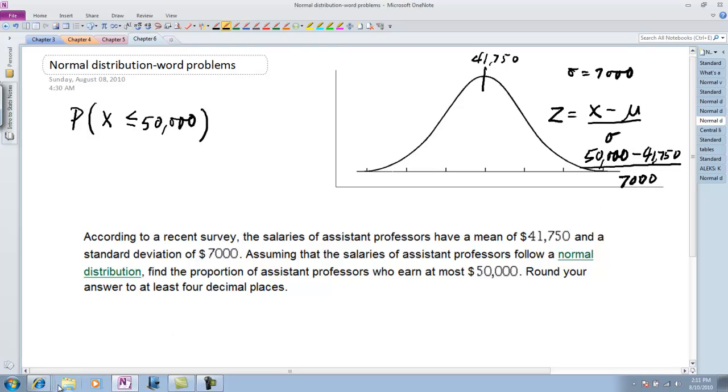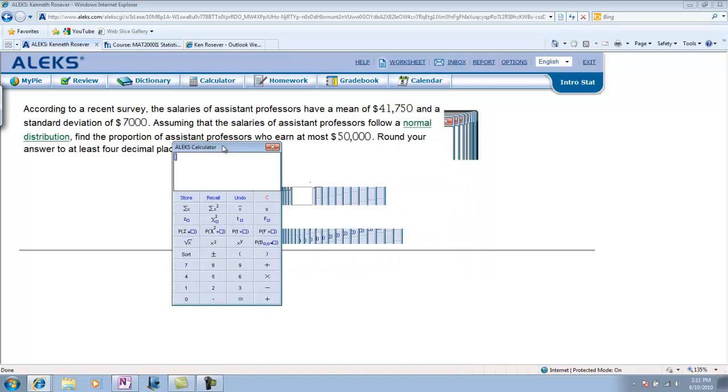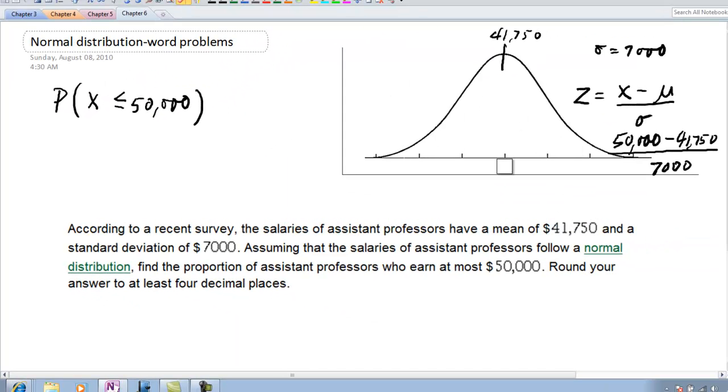So let's do that really quickly using the Alex calculator. It is 50,000, that's our value of interest, minus 41,750 divided by 7,000. And that gives us our z-score. It's 1.178. I'm going to leave that in the calculator and write it over here. So my z-score is 1.178. So that's about right here. And I'll erase this stuff.